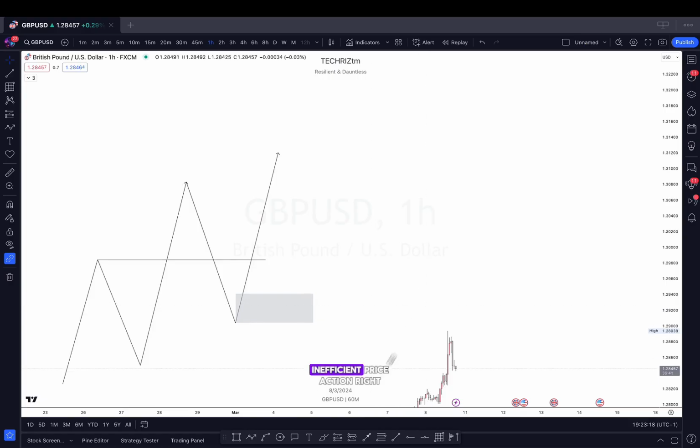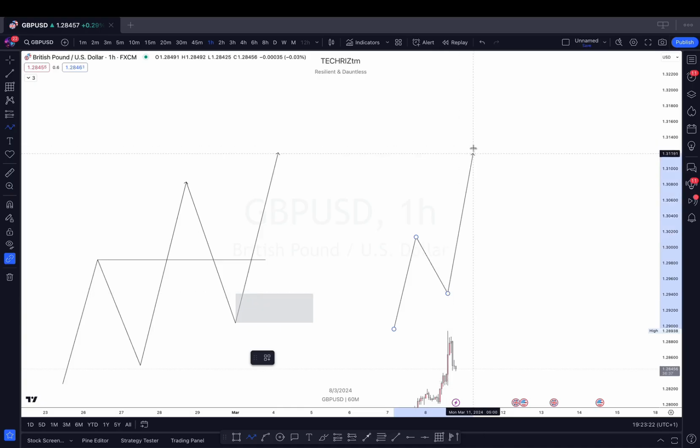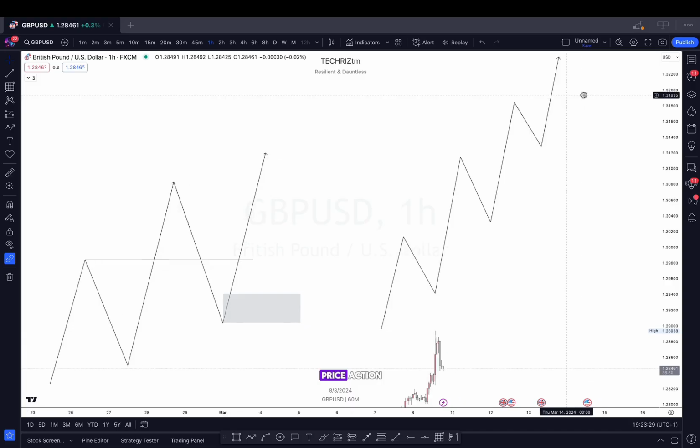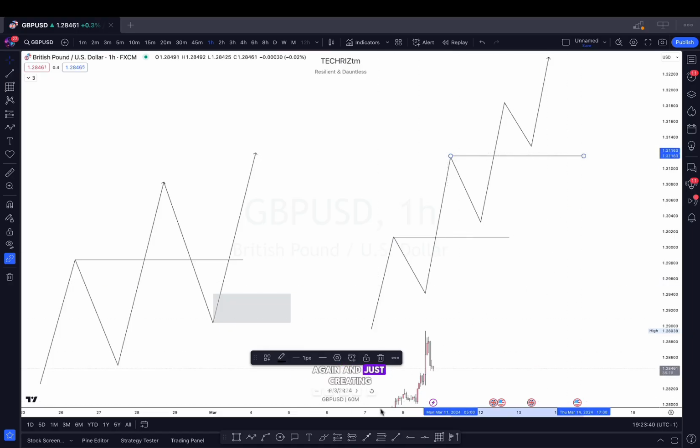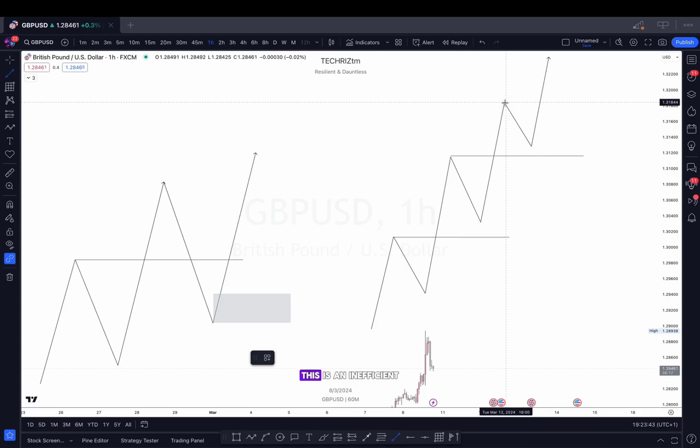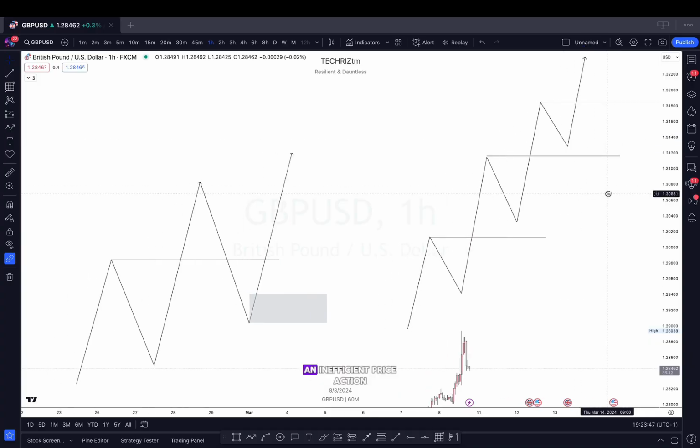So this is an inefficient price action, right? Can you see this? This is an inefficient price action. Why do I say so? Do you notice how price is not entering back into the demand zone again and just creating a new impulse? This is an inefficient price action. This is how an inefficient price action looks.